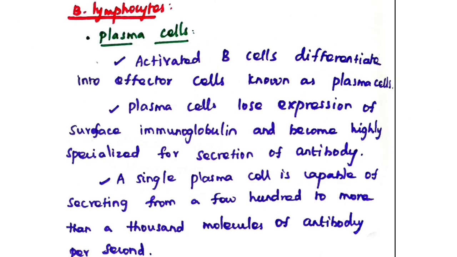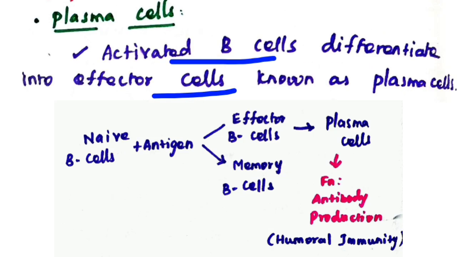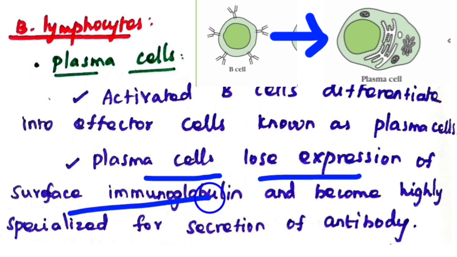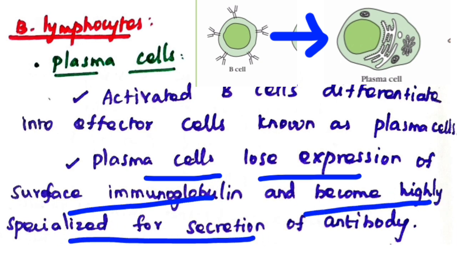Next, let's see what plasma cells are. Already we have seen that once naive cells encounter an antigen, they get activated, proliferate and differentiate into effector cells and memory cells. These effector B cells are also known as plasma cells. Plasma cells lose expression of surface immunoglobulin, so they lose the surface antibodies and become highly specialized for secretion of antibody.